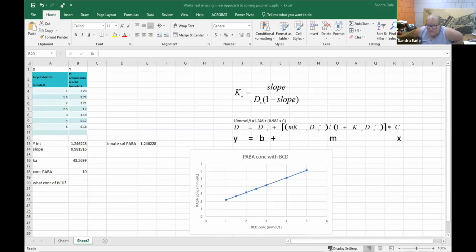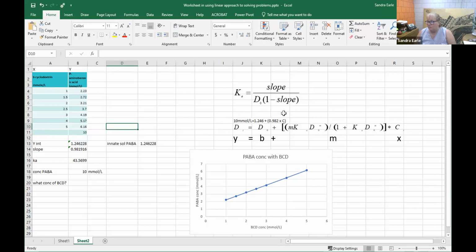Okay, getting back to solving how much PABA we need to get 10 millimoles of para-aminobenzoic acid, so PABA. So we want 10 millimoles per liter of para-aminobenzoic acid. We know it's going to be more than 5 millimoles of beta cyclodextrin. So we're going to put 10 in here because that's what we want. We need to solve for how much beta cyclodextrin we're going to need.